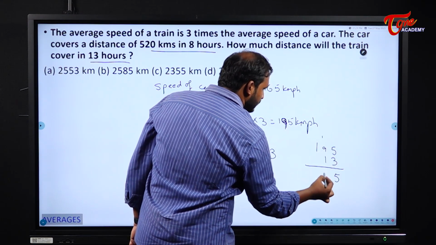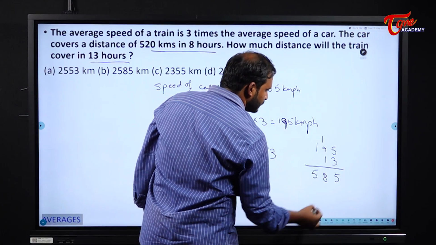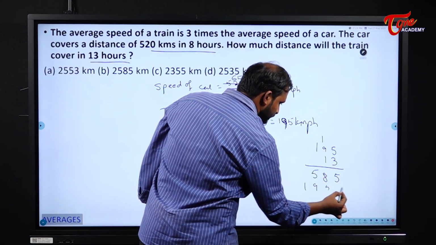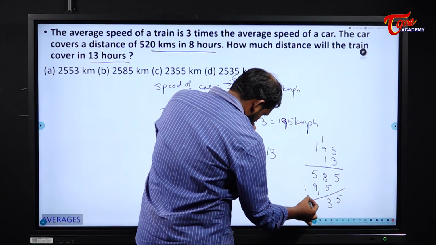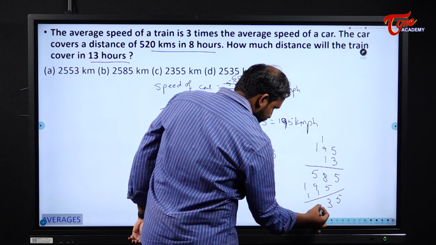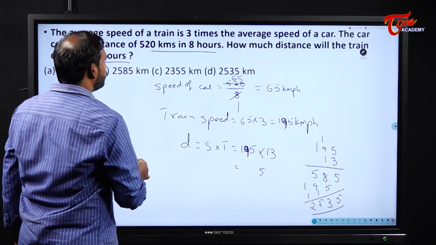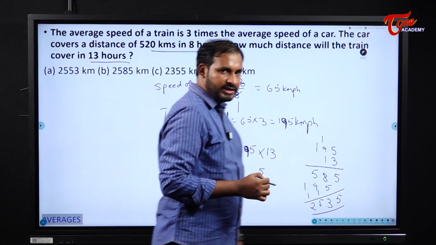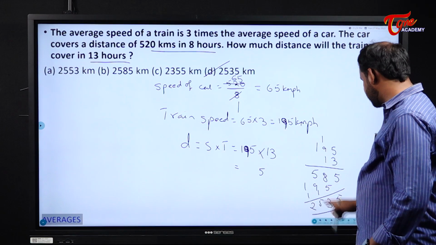So what do you get? 5 times 3 is 15, 5 and carry 1, and so on. 2535. 2535 kilometers is the distance covered by the train in 13 hours. So very simple.